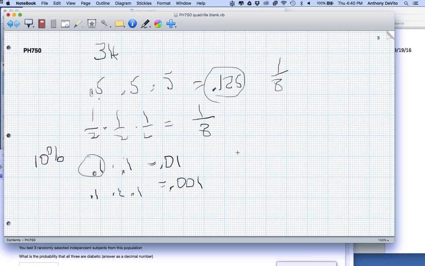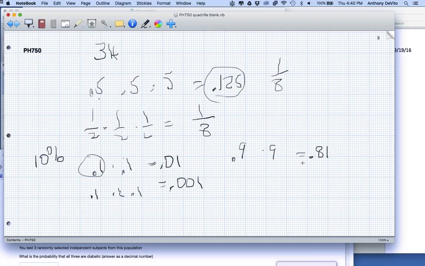Right? 10% chance of being diabetic. If 10% of the population is diabetic, 1% of it is 90%, right? So the probability of picking out somebody that's not diabetic, if I pick out 1, is 0.92 times 0.9, which is equal to 0.81. Okay? 81% probability.